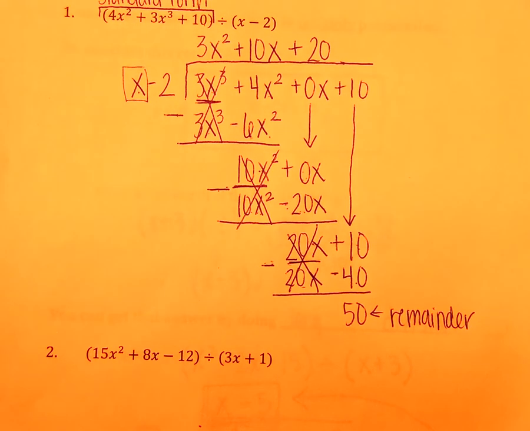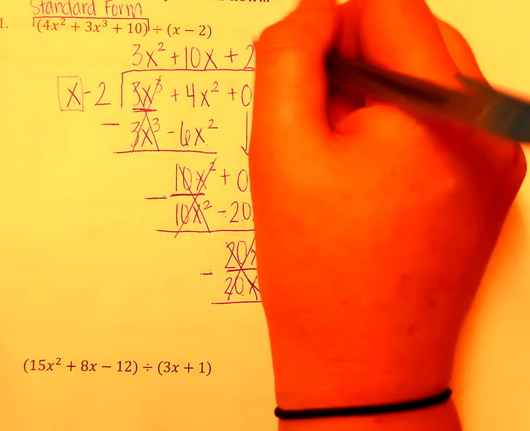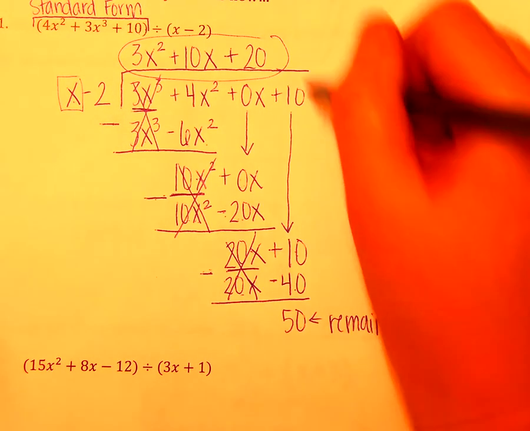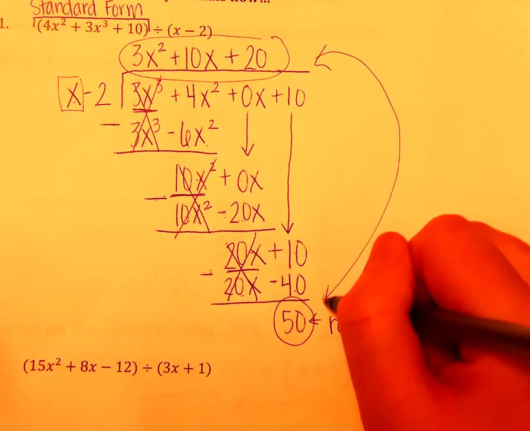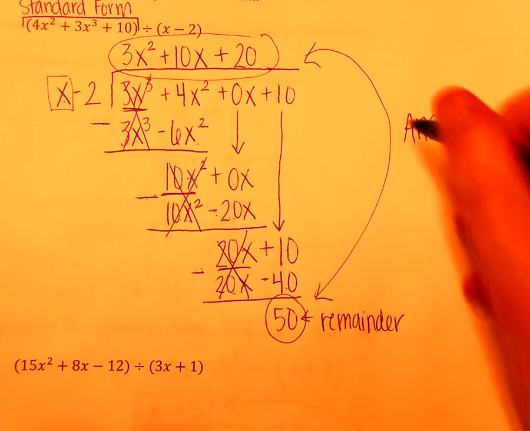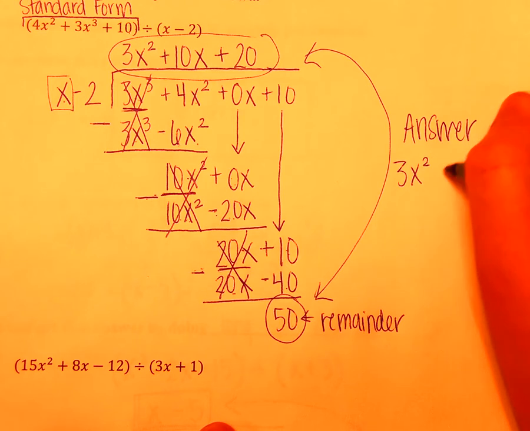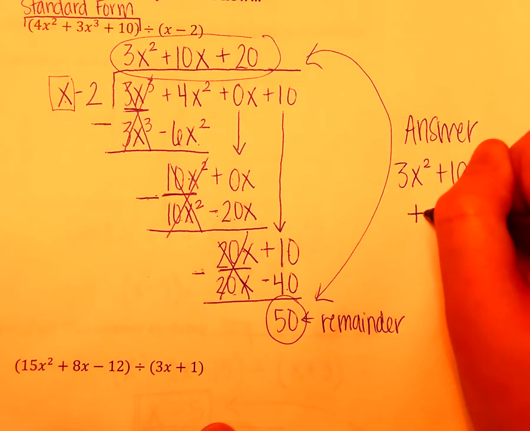So kind of weird how you write your answer. Remember, your answer sits at the top of your problem. So my answer is actually up here, but I have to take into consideration the remainder as well. So here's how I'm going to write the answer. I'm going to write the answer as 3x squared plus 10x plus 20 plus my remainder.